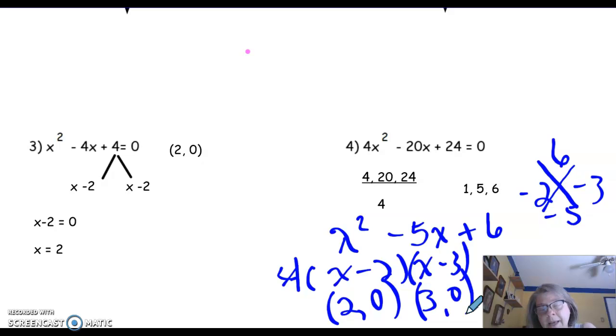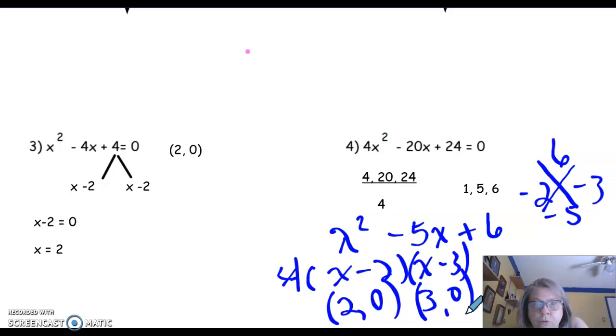So this skill is just like the factoring that we've been working on. The only difference is that you're going to set each factor pair equal to 0 and solve for it. It should be rather simple.